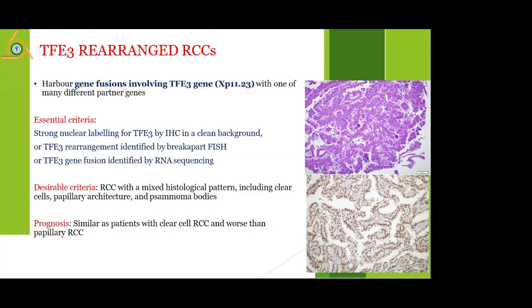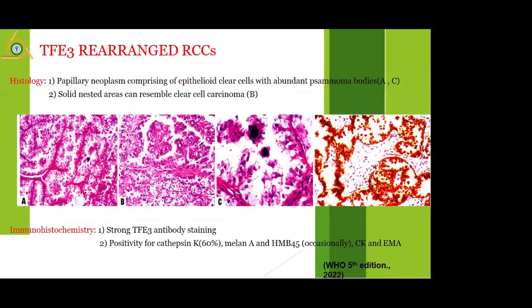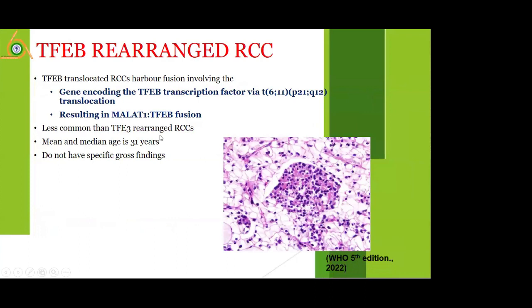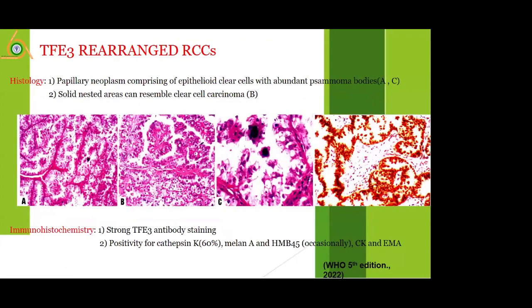So you will see these broad papillae, lined by cells with abundant clear cytoplasm, and Psammoma bodies. Psammoma bodies are almost always seen in these kinds of RCCs, along with strong TFE3 positivity. If TFE3 is not there, then these kinds of tumors are usually cytokeratin shy. They will be pan-CK negative, and they will show positivity for cathepsin K. So that's a strong hint.